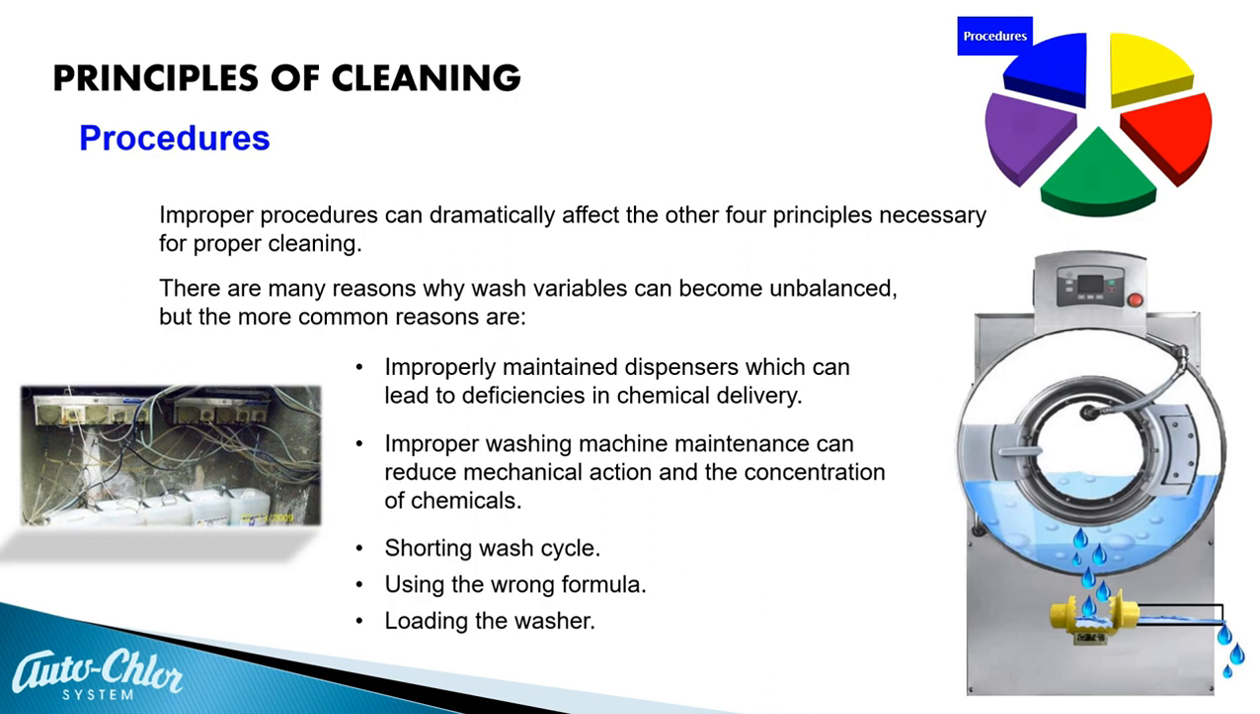Other things could be procedures. Are they shortening the cycle? Has the customer learned how to advance the cycles and is skipping over steps? Are they using the right formulas? You'll find customers that will find the shortest formula and wash everything on it. And then we look at their loading. Are they overloading or underloading? And in most cases, customers will overload the washers.